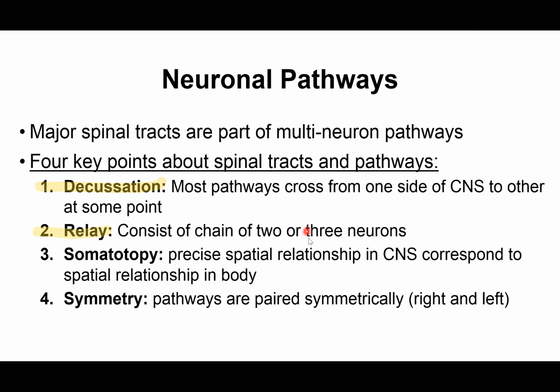Additionally, we should understand that there is somatotopy occurring here. There is a very precise spatial relationship in the central nervous system that corresponds to a specific area on the body. We understood this to be true also in the brain, but just understand that this also occurs in the spinal cord as well. Finally, there is symmetry occurring. Pathways along the spinal cord are paired symmetrically, meaning there are pathways running on the left side of the spinal cord and the right side of the spinal cord.